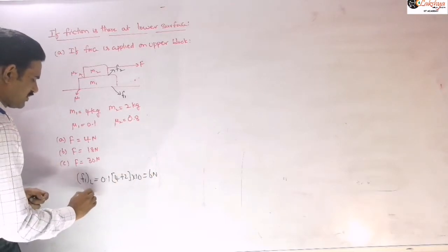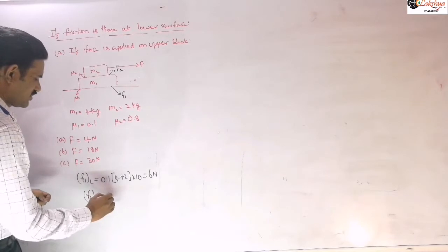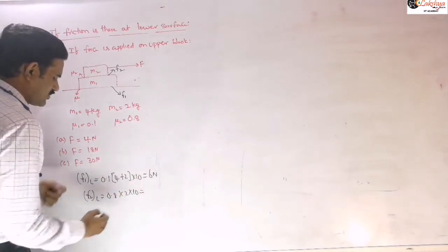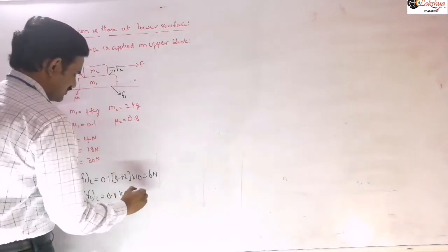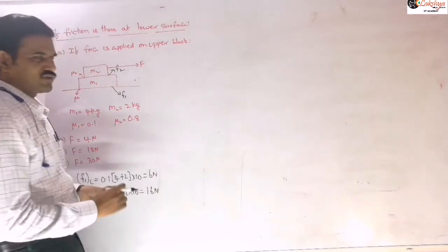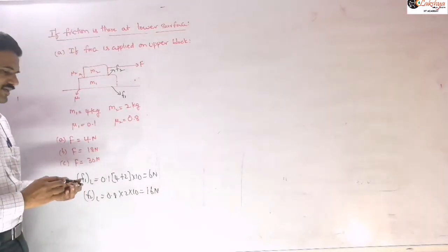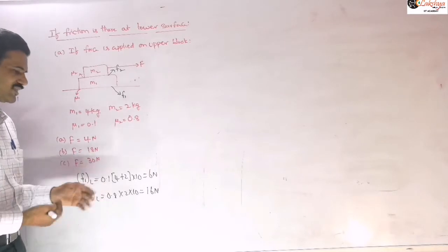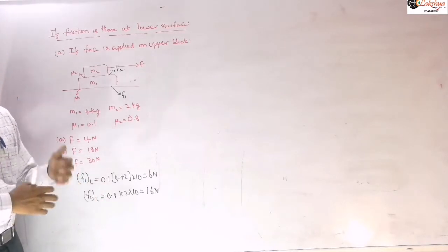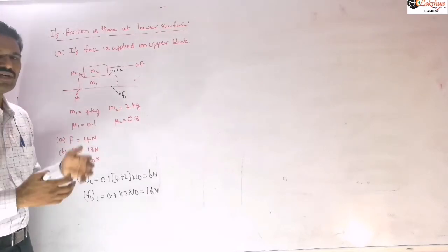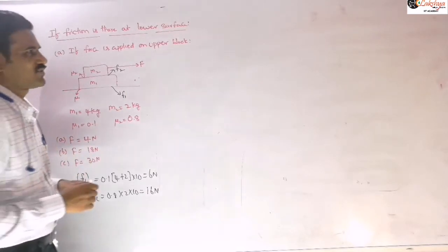Now this F2 limiting changes here. So this is 0.8 into 2 into 10. And so then you will get this value as 16 newtons. And so now clearly you can observe that this F2 value is greater than that of F1 limiting here. So definitely the lower block can accelerate depending on this applied force. The lower block can accelerate, so we can say here.